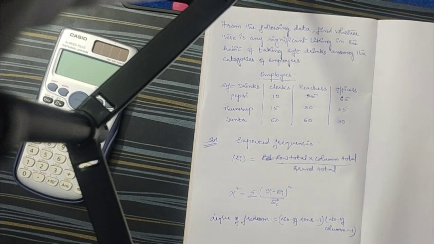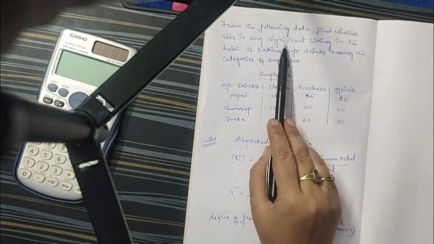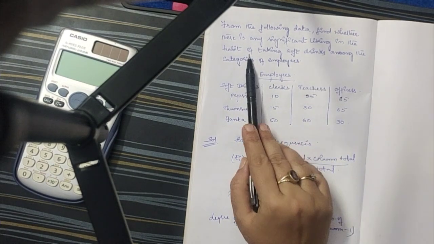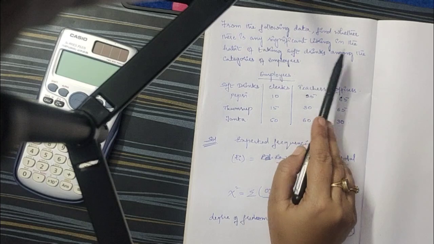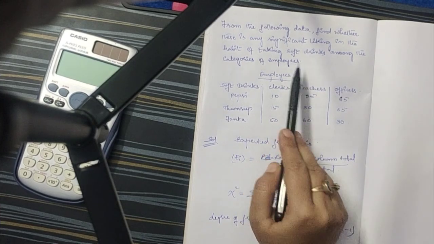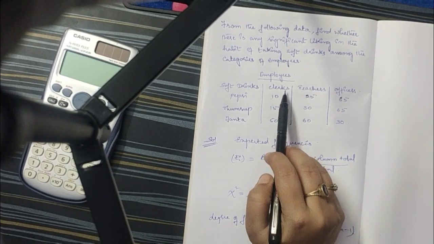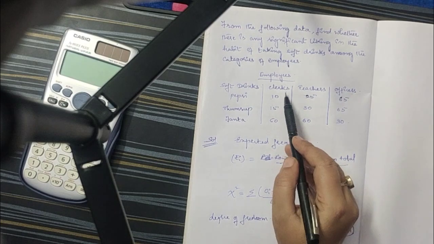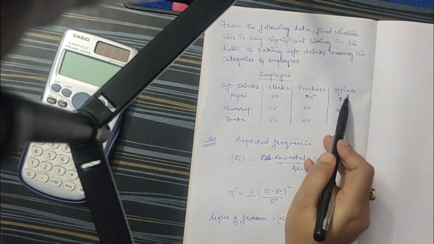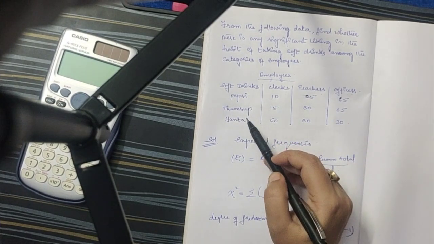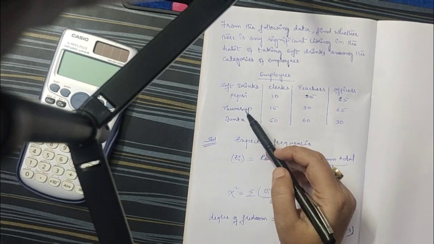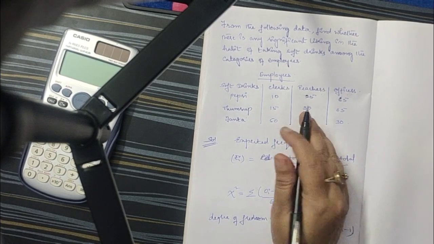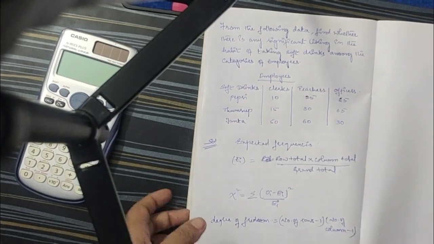Now we will come to the problem. What they have given in the problem, they are asking to find whether there is any significant liking in the habit of taking soft drinks among the categories of employees. They have given three types of employees: clerks, teachers and officers, and three types of soft drinks: Pepsi, Thumbs Up and Fanta. This is the chi square problem.